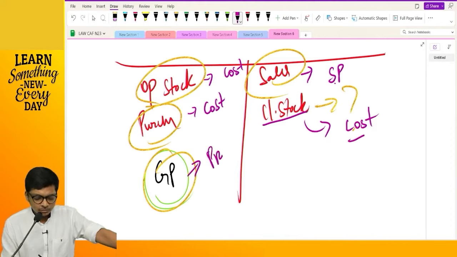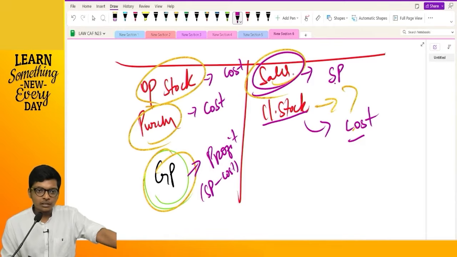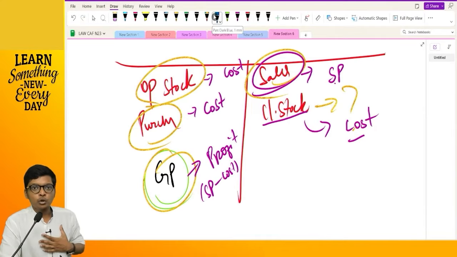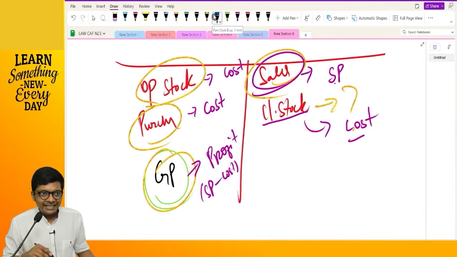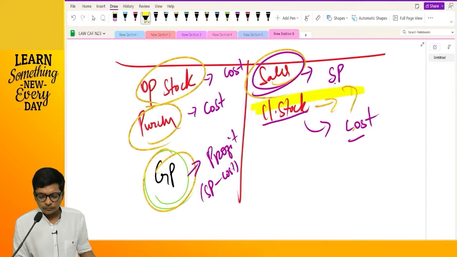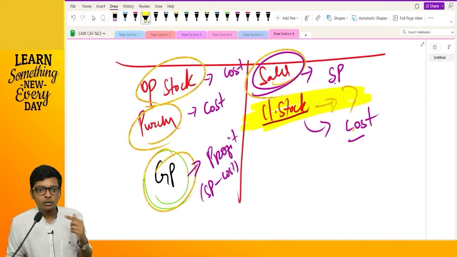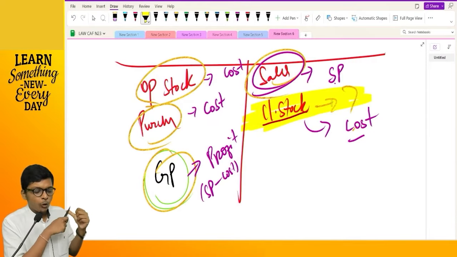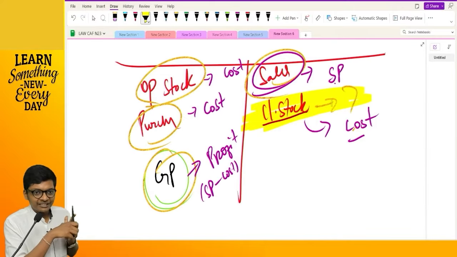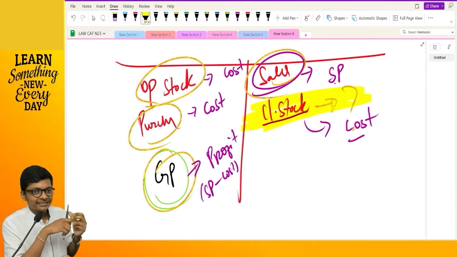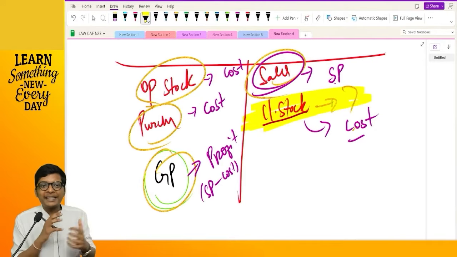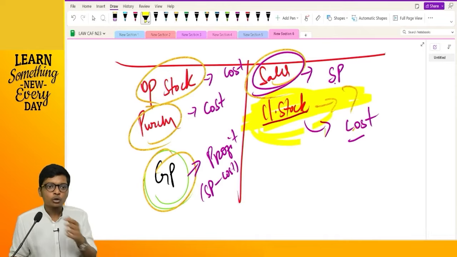GP is selling price minus cost. Correct? Are you getting this, guys? Everybody is aware of this? Now we are going to do a sum where all the data is available except closing stock, so you have to find what? So your formula will change. Your closing stock is opening stock plus purchase plus GP minus sales. Are you following? Within the equation you have to play with numbers to find closing stock.